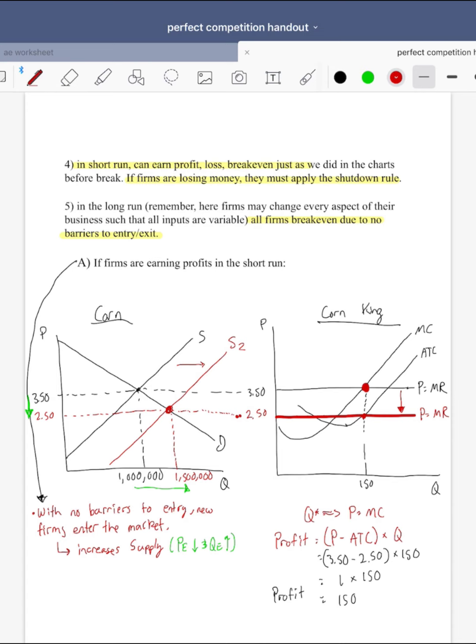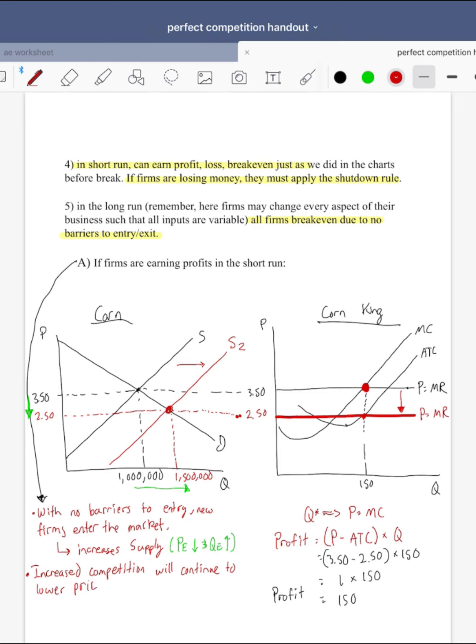As the industry expands. Now, remember, since I'm a price taker, I'm going to set my price at whatever the market dictates. So if now the price is $2.50 in the industry, then that's what I'm going to charge. So price switch. So once again, that's going to reduce my profits.